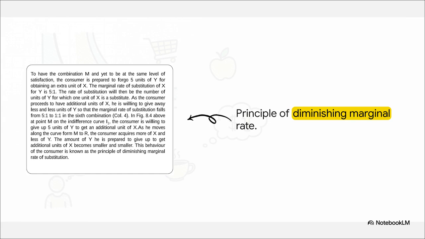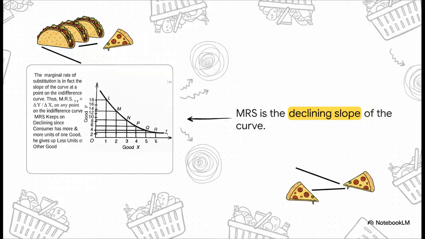You're going to guard them much more fiercely. Therefore, you are willing to give away less and less of them. So the really crucial point here is that your changing psychology in the grocery aisle is what directly creates the shape of this curve. The marginal rate of substitution isn't just some abstract number. It is quite literally the declining slope of the curve.